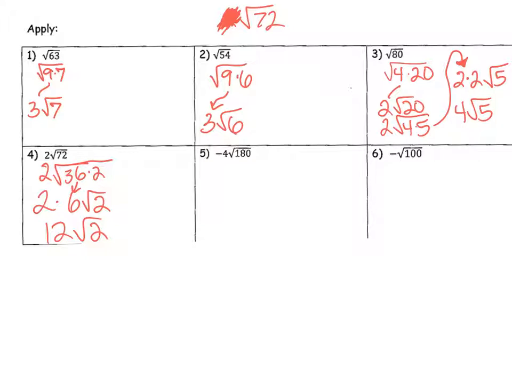All right, number 5, 180. Look at the perfect squares that could be 180.